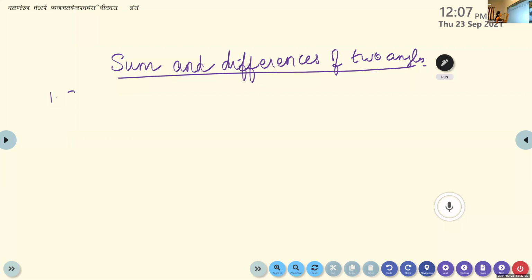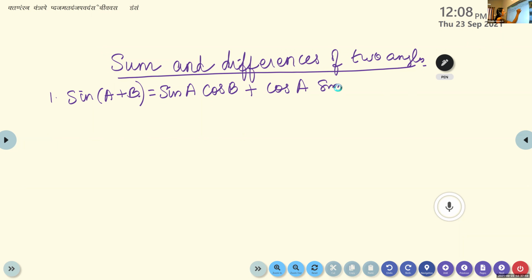The first one is sine of a plus b. Instead of a plus b, sometimes in your book it will be x plus y, whatever it may be. Sum of the angles, if you get in terms of sine. Sine of a plus b is equal to sine a cos b plus cos a sine b.